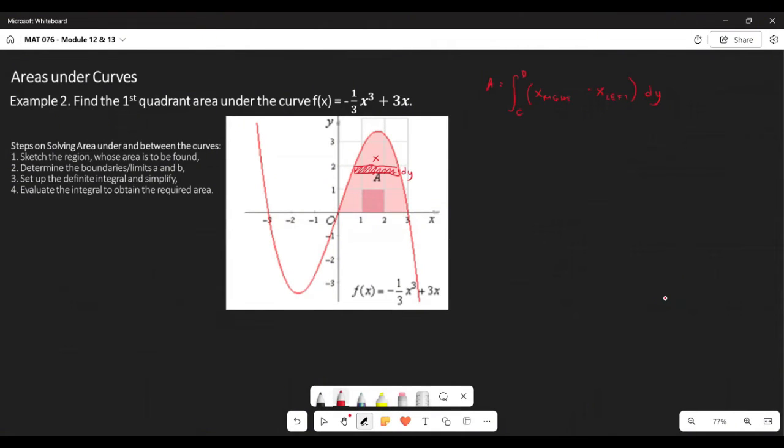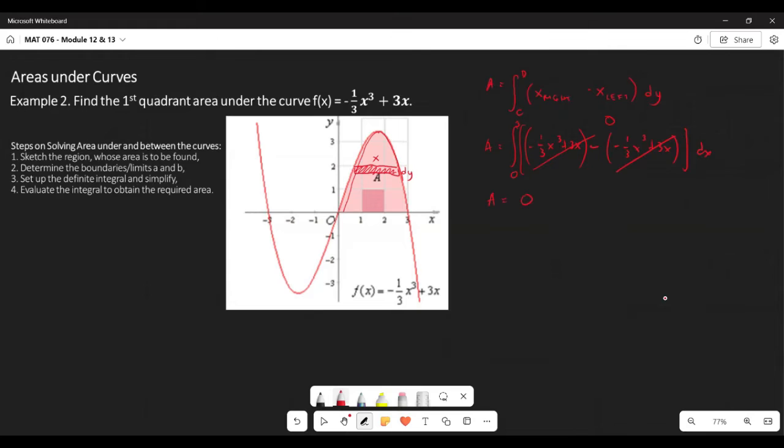So kung titingnan natin itong graph natin, ano ba yung function na nasa right ng strip natin? Di ba ito yun? Which is yung negative 1/3 x cubed plus 3x. Okay, minus. Yung nasa left naman niya is itong curve na to, which is, yun lang din, di ba? Negative 1/3 x cubed plus 3x dx. So limit niya is 0 to 3, di ba? Right? So kung ganyan pala, parehas lang yan. So ika-cancel out lang natin, 0 yan. So therefore, ang area pala natin is 0, which is hindi makatotohanan.